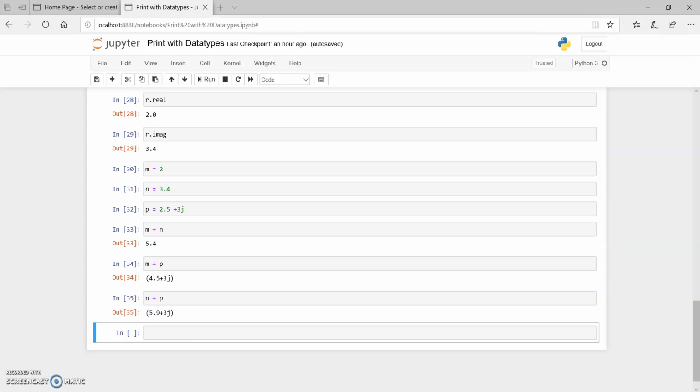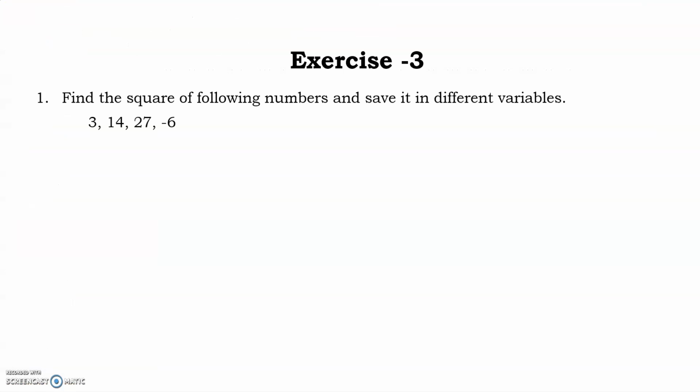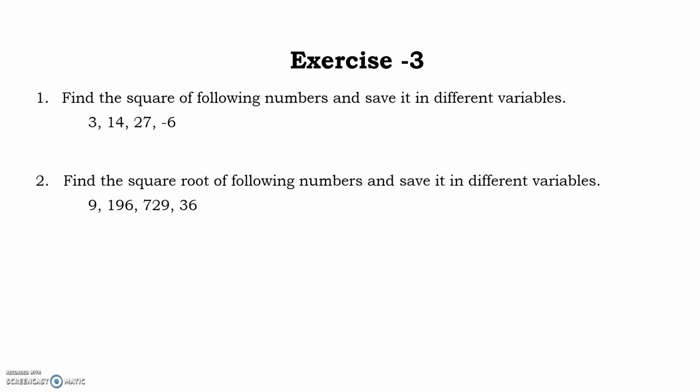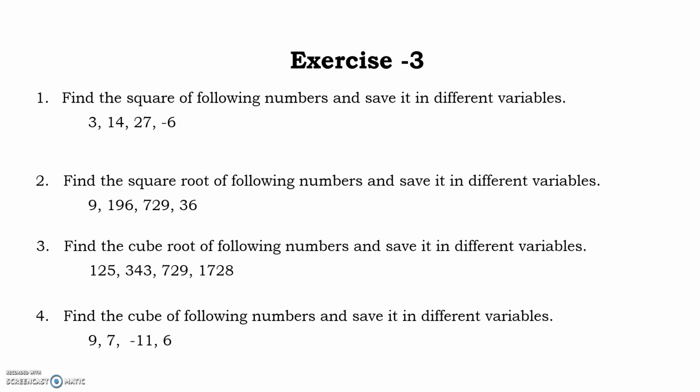This brings us to the end of the tutorial. This is an exercise for you. You have to find the square of the following numbers and save it in different variables. For example, assign a as 3, b as 14, and so on. Second question is find the square root of the following numbers and save it in different variables. The third question is find the cube root of the following numbers and save it in different variables. Last question is to find the cube of the following numbers.